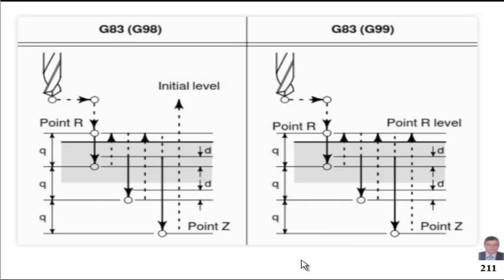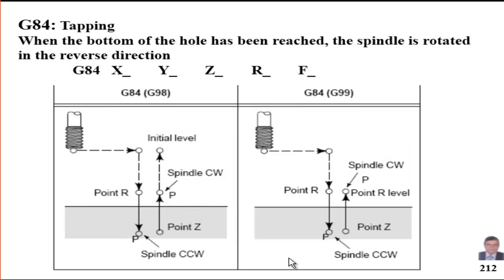The next is the tapping canned cycle. Tapping means creating an internal thread in an already drilled hole. So we use a tapping tool. This is a tapping tool, and this is G84 for that cycle.